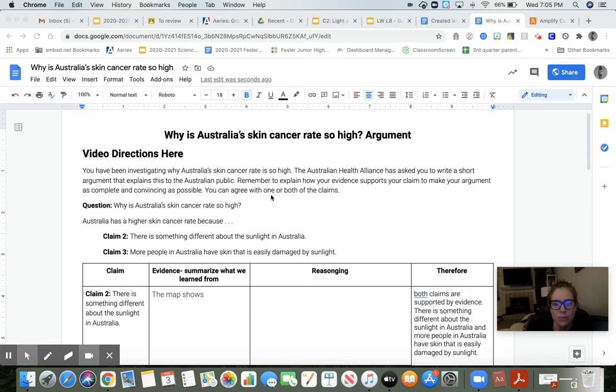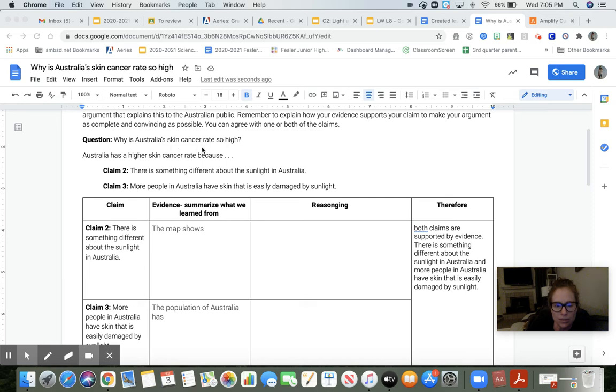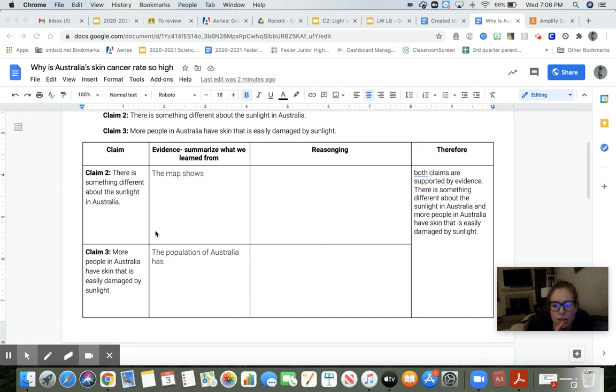You can agree with one or both claims. And in fact, we're going to agree with both claims. So I've already set it up for you. So our question, why is Australia's skin cancer rate so high? So we went over in class on Thursday and Friday, depending on what period you were in, that actually both claim 2 and claim 3 are correct. So what we're going to do is we're going to explain our evidence. We're going to write our reasoning, and then everything else on here is already done for you. You have your claims, and you have your conclusion statement. I've already put that there for us.